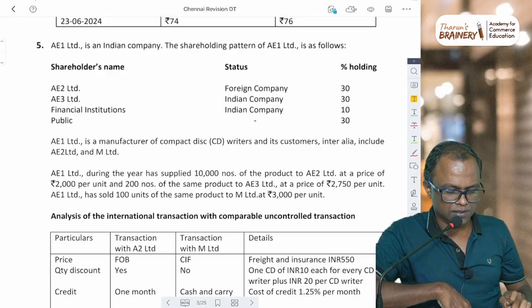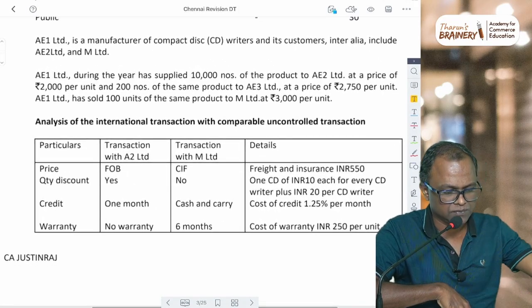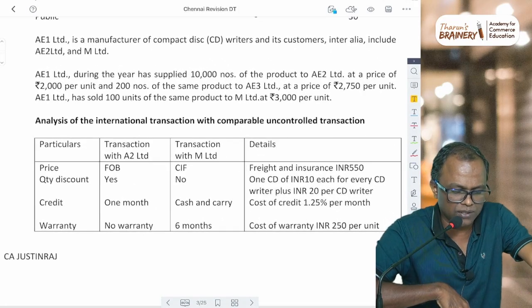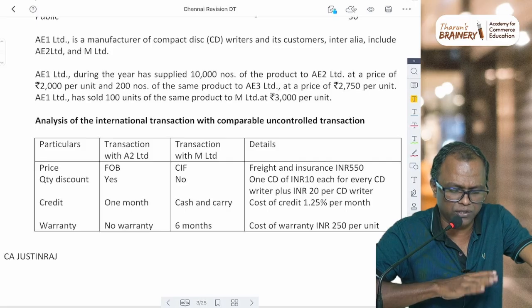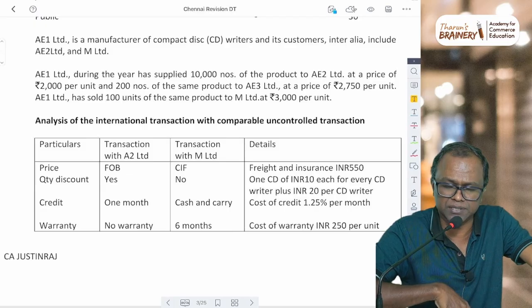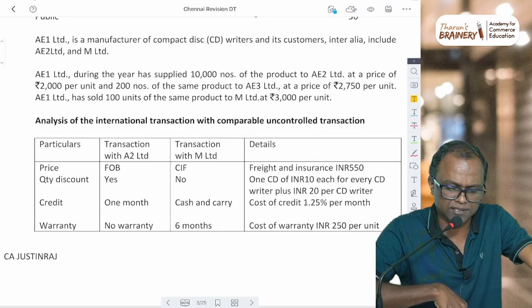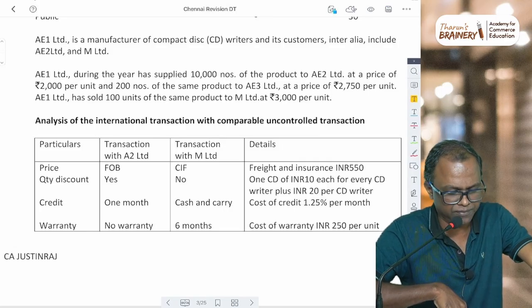Okay. So what are the major material differences? The transaction with AE2 Limited is at FOB. FOB means free on board. That is, no freight is involved, no insurance involved. That should be paid by the other company. So it is on FOB basis. But in the transaction with M Limited, we are charging CIF. That is FOB plus insurance plus freight. Details: freight and insurance, rupees 550.